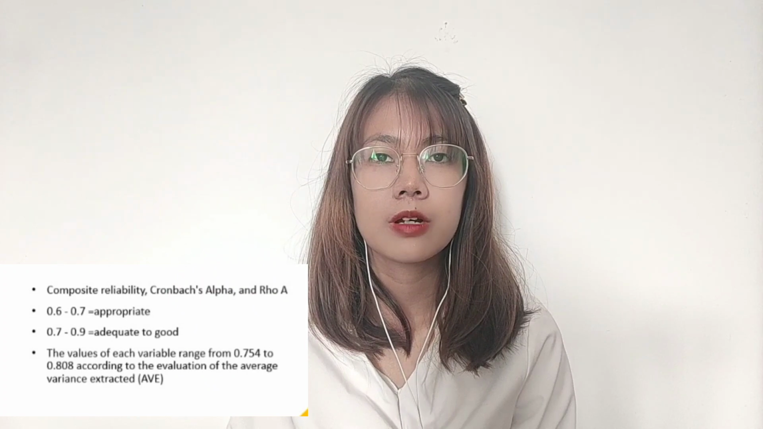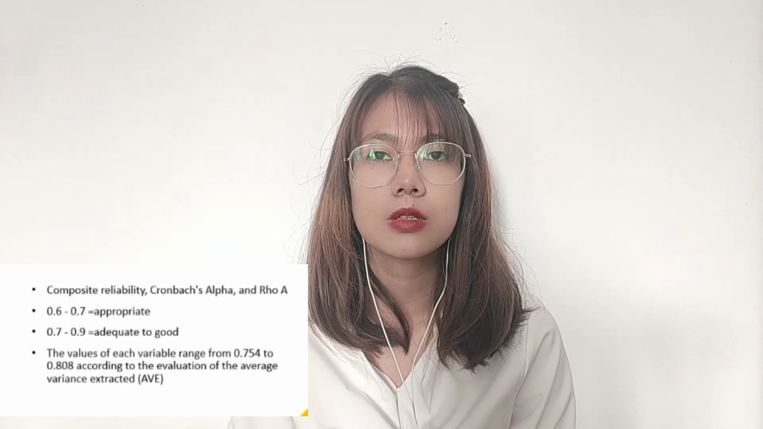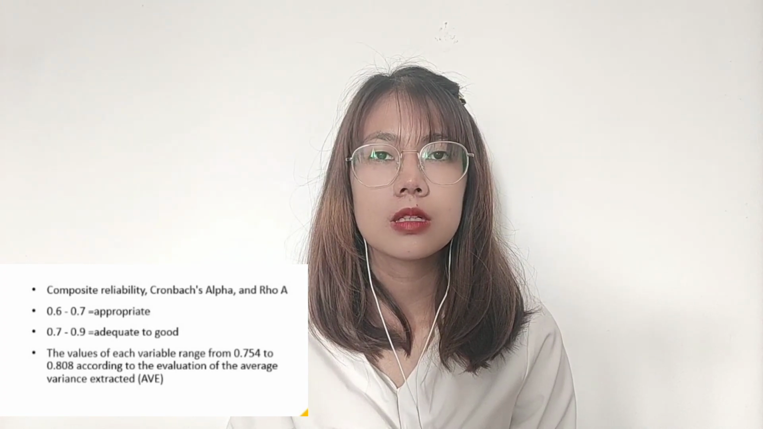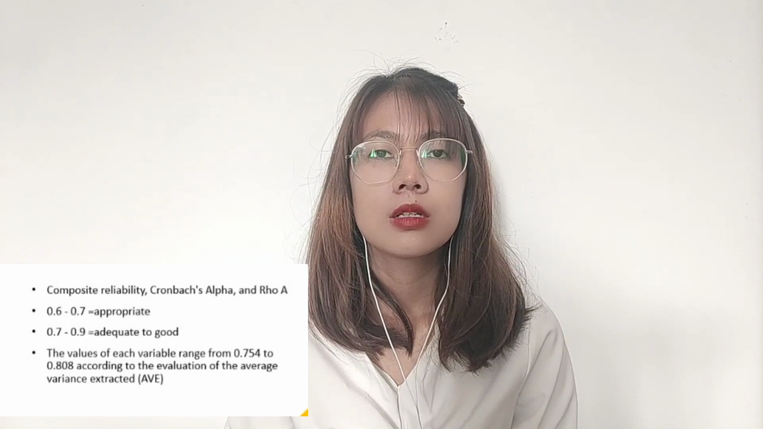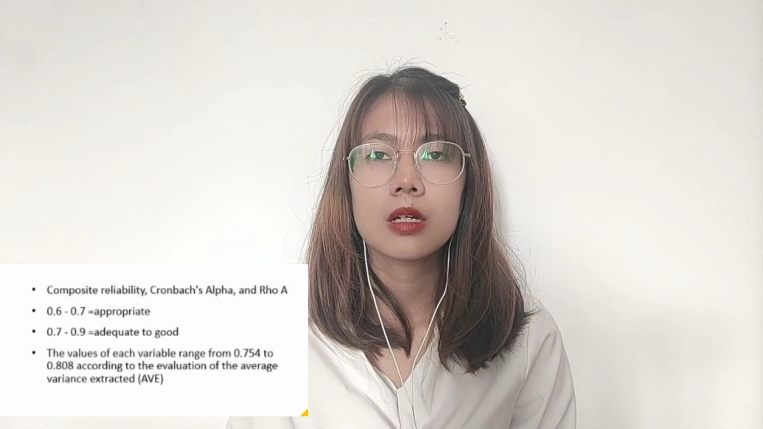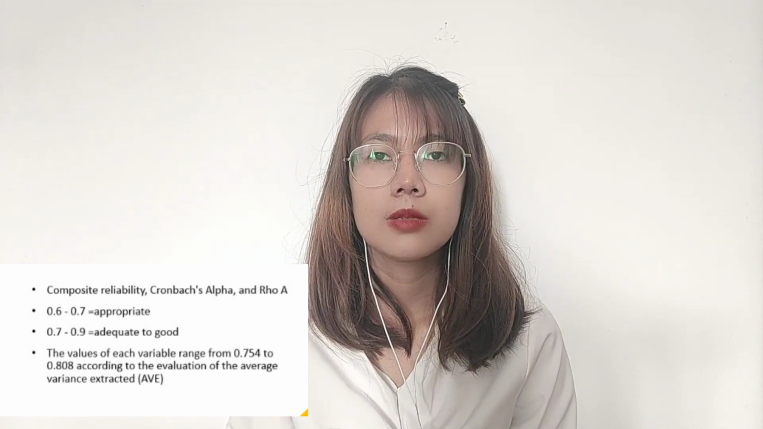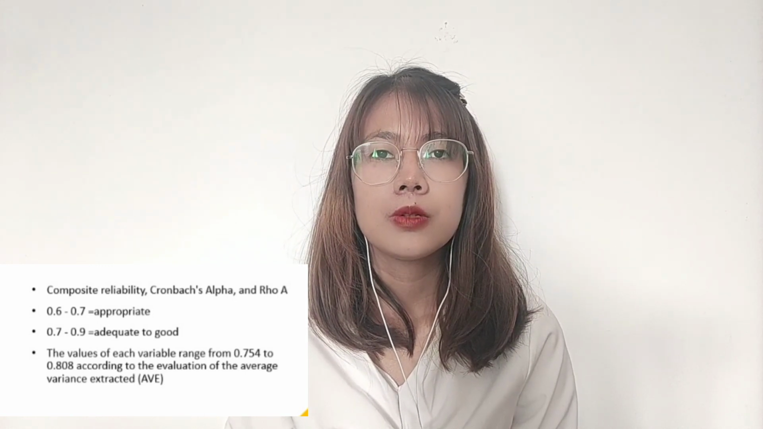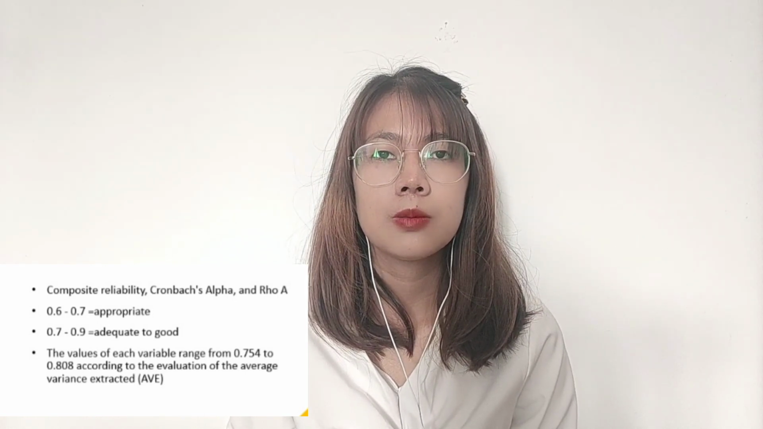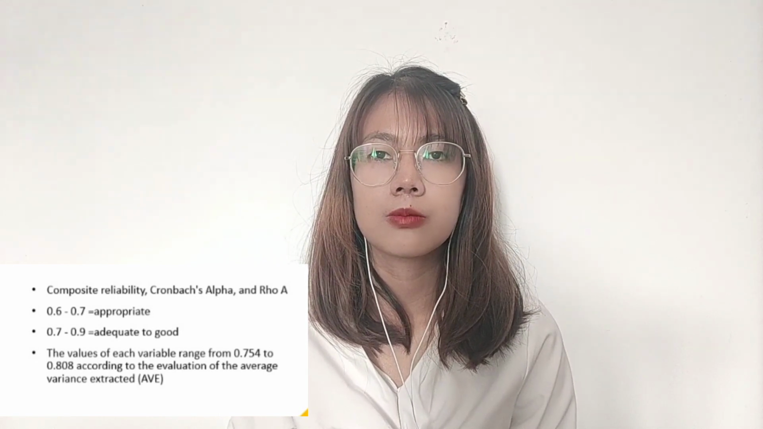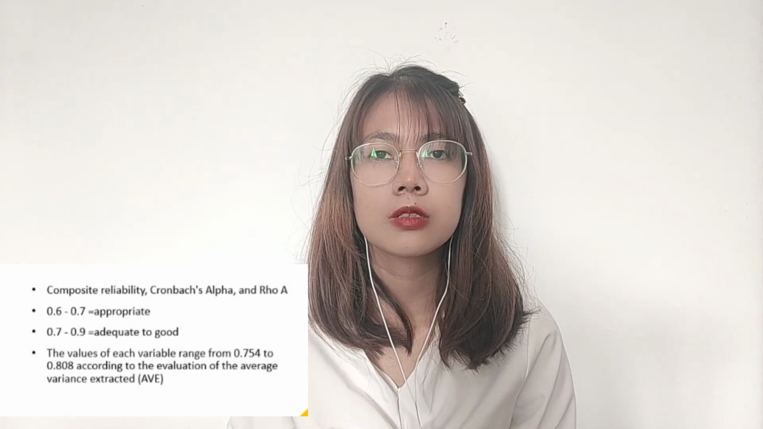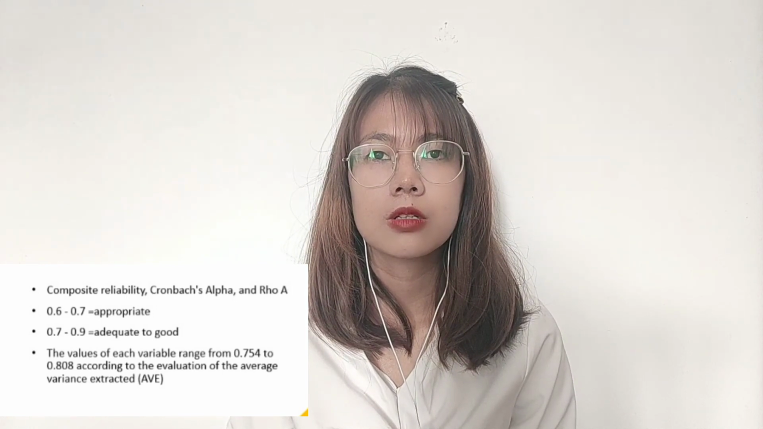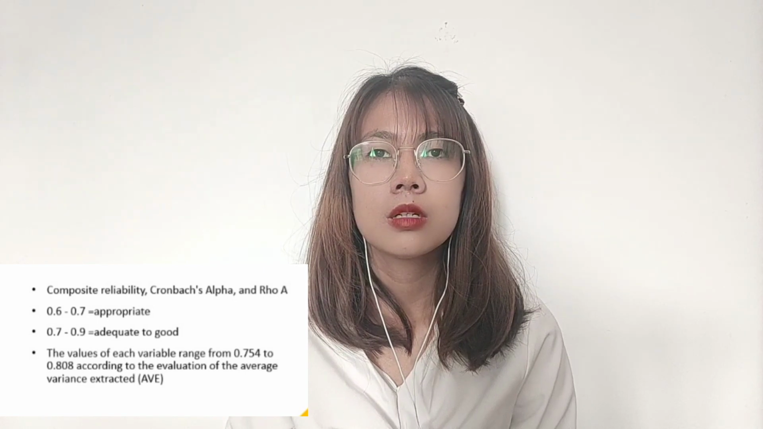Composite reliability, Cronbach's alpha, and rho_A should be used to measure the internal consistency reliability. Values between 0.6 and 0.7 are considered appropriate for exploratory study. 0.7 to 0.9 are considered good. Values for composite reliability range from 0.939 to 0.955. Between 0.918 and 0.940 is the range for Cronbach's alpha. The value of each variable ranges from 0.754 to 0.808 according to the average variance extracted.